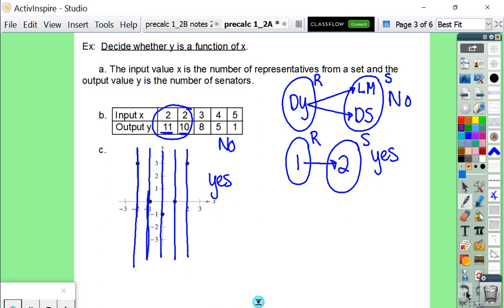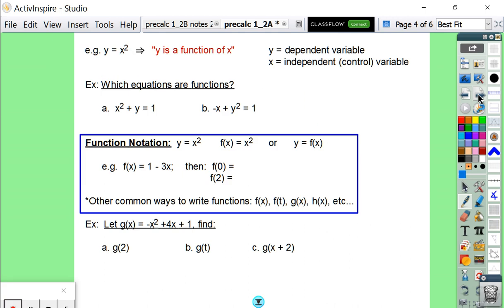Okay, so the notation that we use is f of x. Typically, if we have y equals x squared, we could say y is a function of x. And when we say y is a function of x, then we're talking about this being our input and this being an output. Now, how can we tell if it's a function?